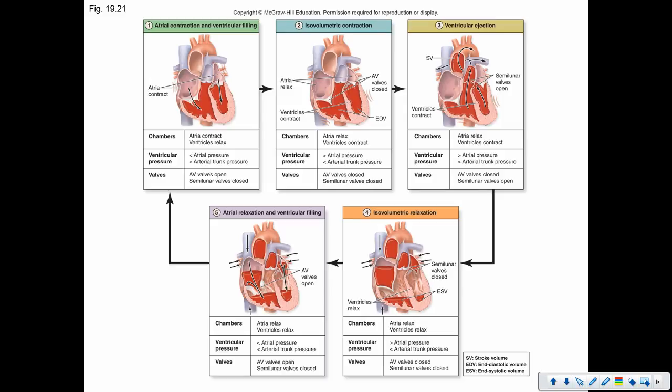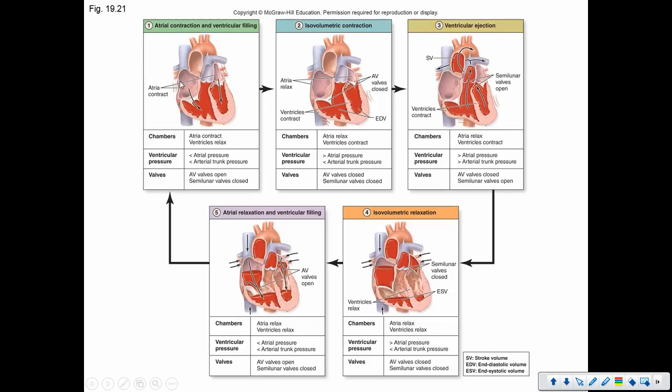All right. So now we're looking at the cardiac cycle. We're shooting ahead to section 19.8, and we're looking at how the blood moves through the heart and some of the events that are involved with the blood moving through the heart. This picture here, 19.21 in your book, does a really nice job of putting it in 4 steps for us, and some terminology here.